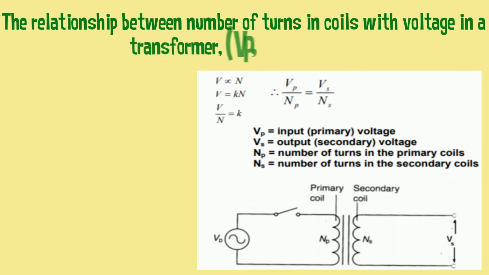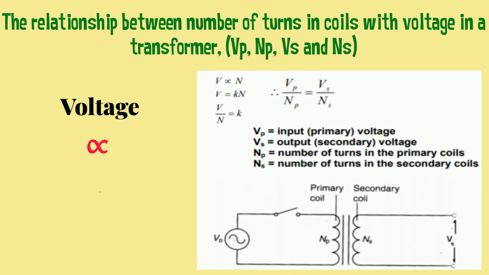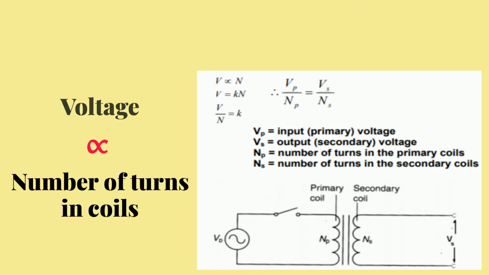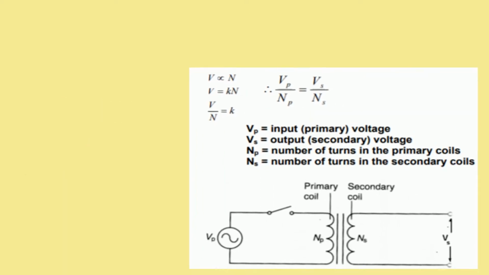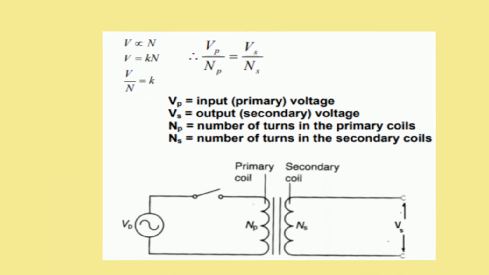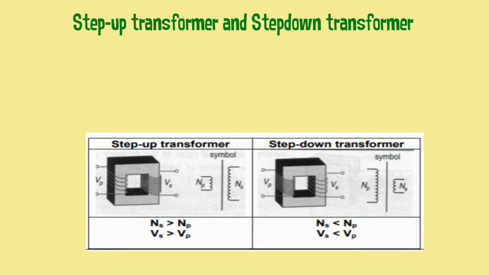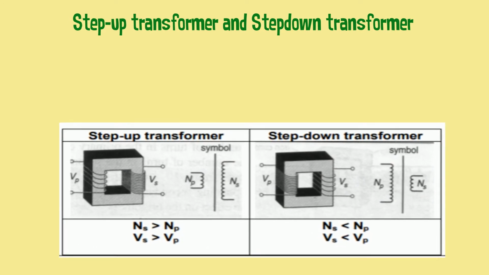Now we will investigate the relationship between the number of turns in a coil and the voltage in a transformer. According to Faraday's law, the more the number of turns in a coil, the higher the induced voltage. The formula as given in this figure is very useful in calculating the induced voltage and determining the types of transformers. There are two types of transformers, which are the step-up transformer and the step-down transformer.